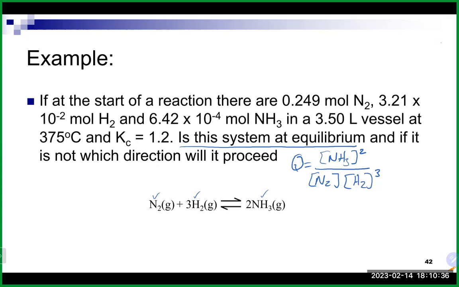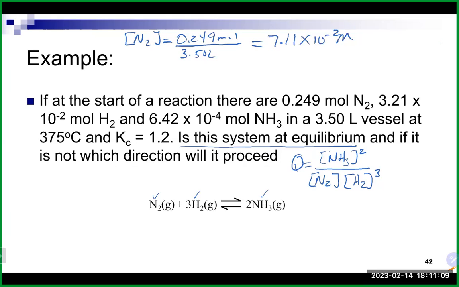So obviously to put our concentrations in, we do need to calculate it. So might as well do that first. So the concentration of N2 should be our moles, which is 0.249, divided by our volume, which is 3.50 liters. And that gets us 0.249 divided by 3.5. That'll give us something like 7.11 times 10 to the minus 2 molar.